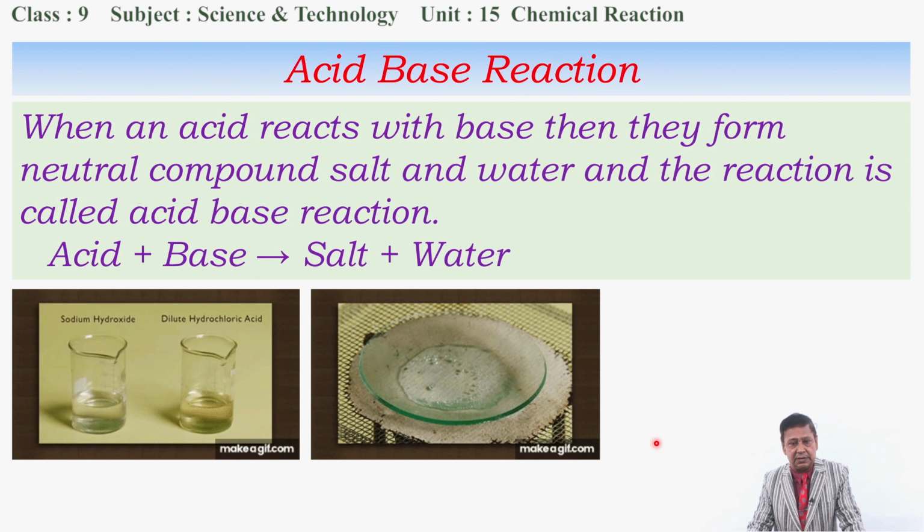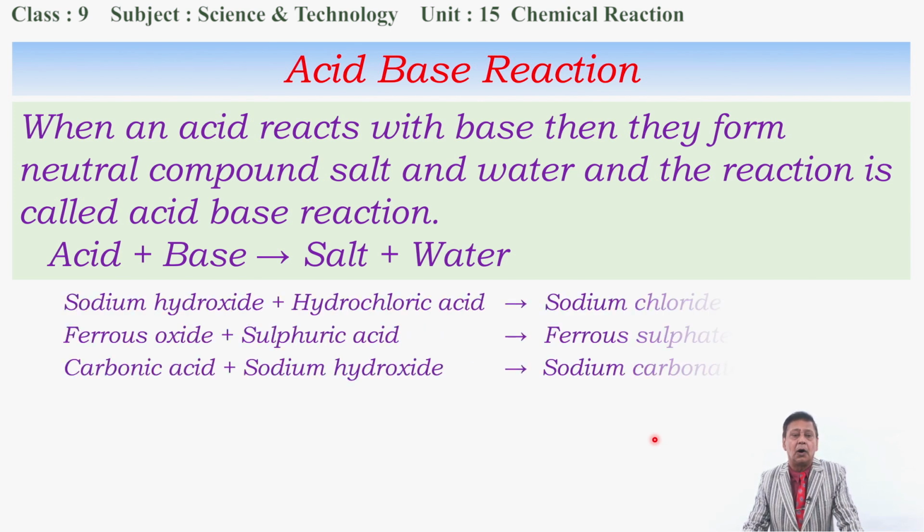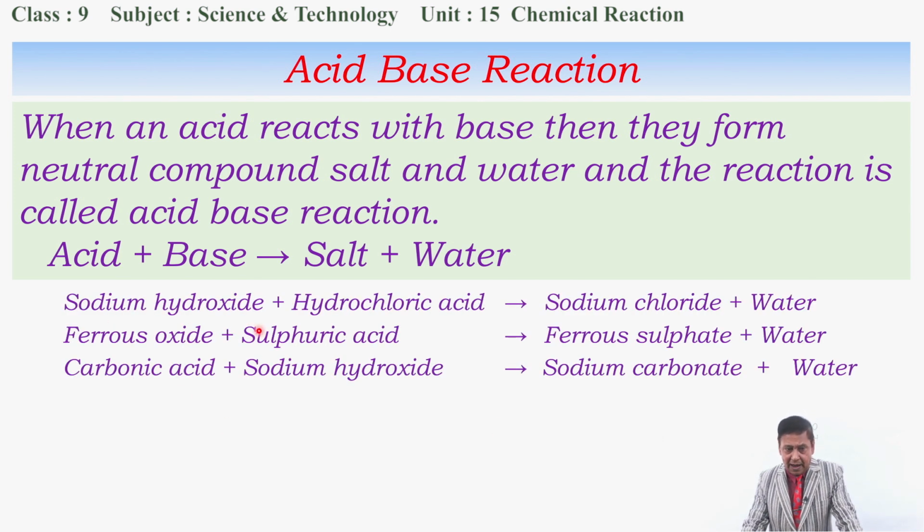This is acid-base reaction. I want to show you some other reactions also. Look at this. Sodium hydroxide, metallic hydroxide, is reacting with acid, acid-base reaction. Ferrous oxide, metallic oxide, reacting with acid, and this is acid-base reaction. Carbonic acid is reacting with metallic hydroxide, and this is acid-base reaction. In all the acid-base reactions, one of the products is water, another product is what? Salt. How does salt form? The metallic part displaces the hydrogen of the acid.